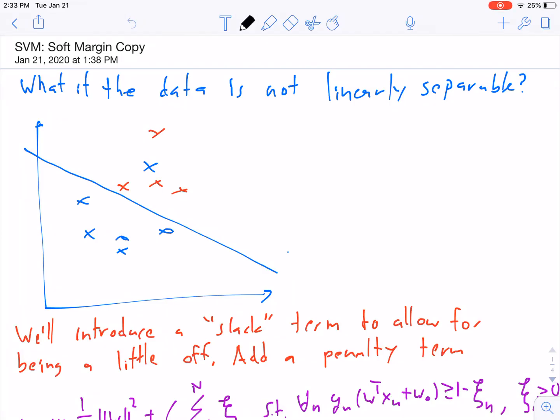Hello and welcome to the second 181 video on support vector machines. Today we'll be talking about soft margin classifiers.